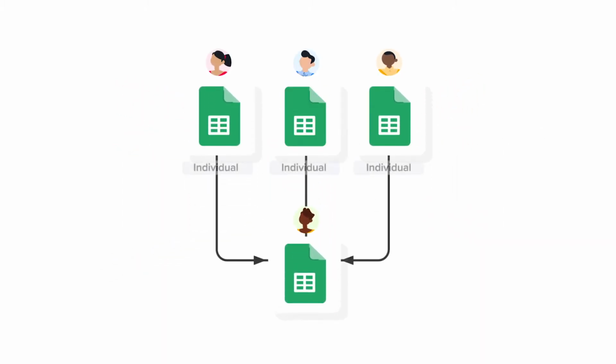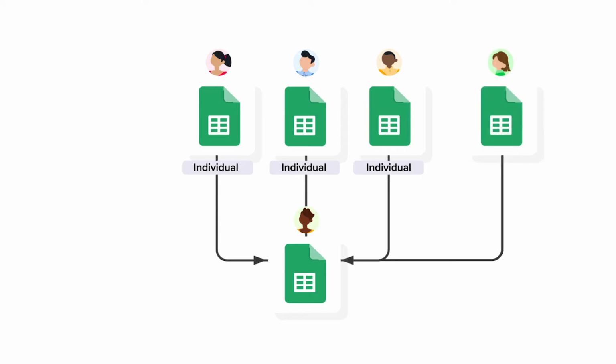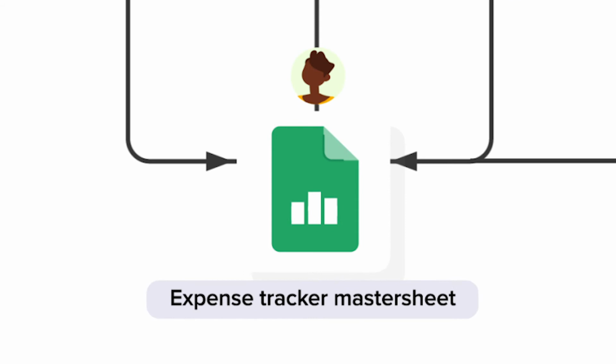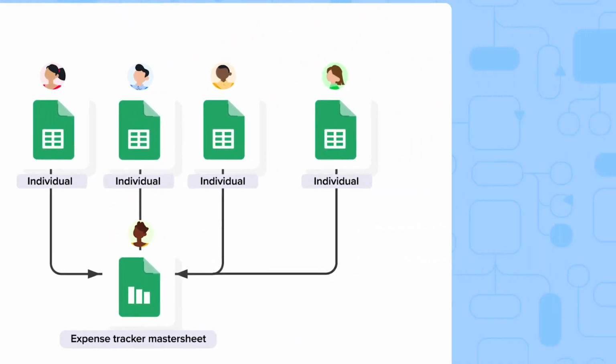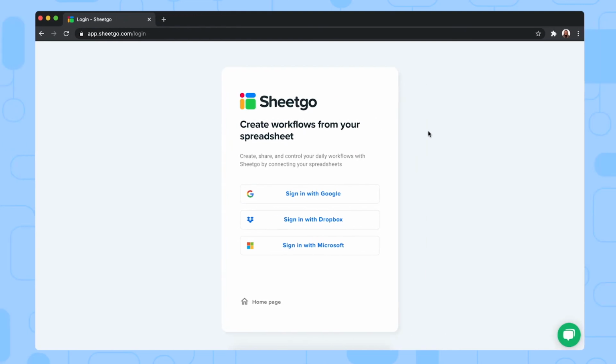3 of these files are for individual team members to track their expenses in. To add more employees to the workflow, you simply copy one of these spreadsheets and add them to the workflow with Sheetgo connections. The 4th file included in the template is the Expense Tracker Master Sheet. This spreadsheet gives the manager an overview of the spending of everyone in the company in the automated dashboard. Okay, let's take a look at how to set up your expense tracker system.